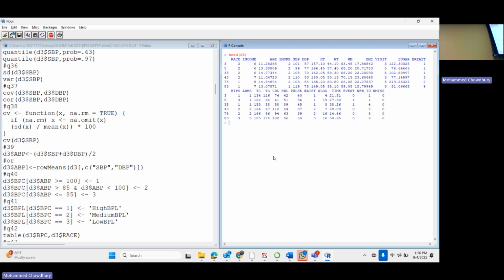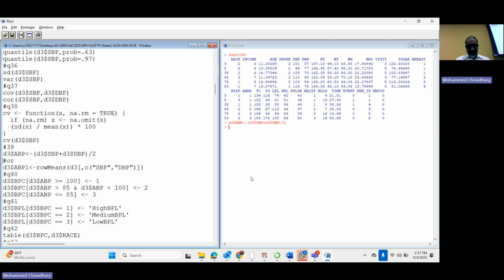Are you seeing SBP and DBP? I want to find the average of SBP and DBP: 101 plus 57 divided by 2. This is what I am to find. Then SBP has a 99 value, DBP has a 77 value: 99 plus 77 divided by 2. This is what I am to find. And create a variable named average blood pressure. So this is what could be done by running this.